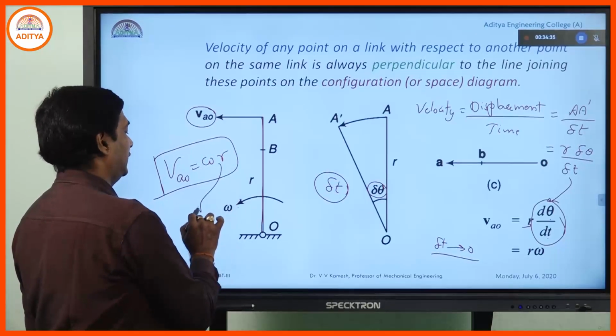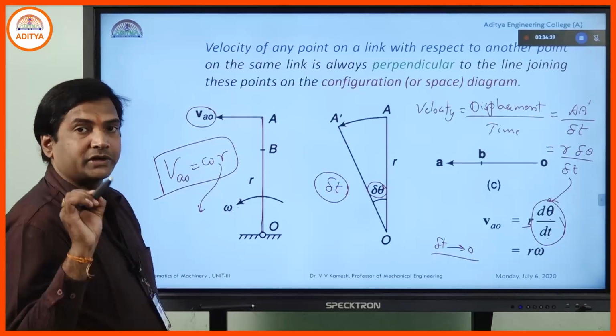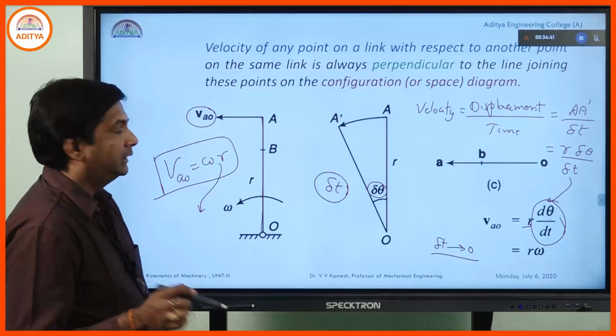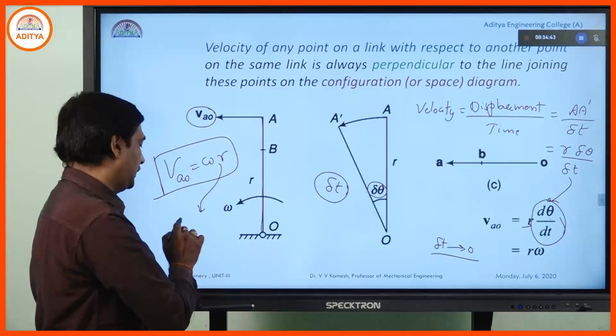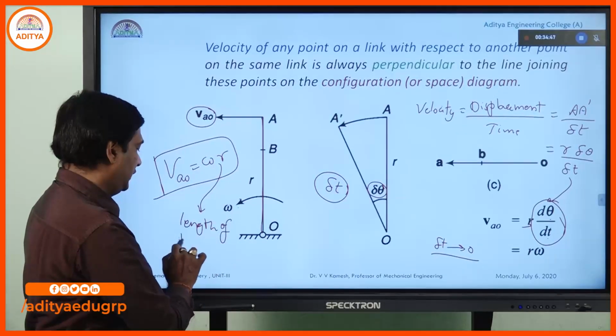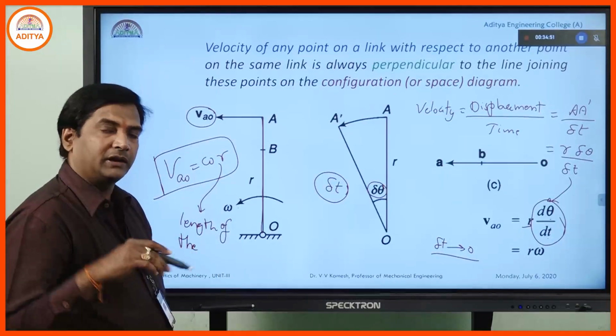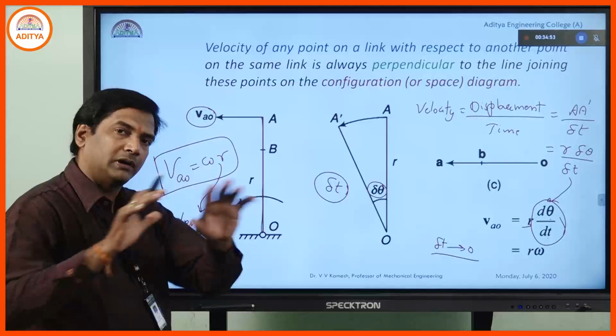This r will be the radius of rotation of the link from the standard point or fixed point. This radius will obviously be the length of the link always. Even though we call it the radius, it doesn't mean that there is a fixed center of rotation for all the links.